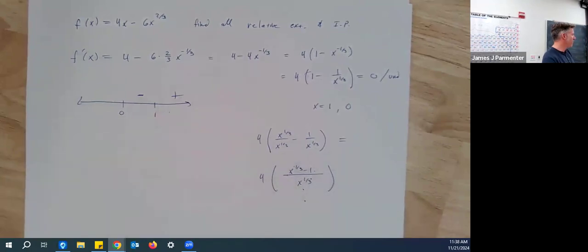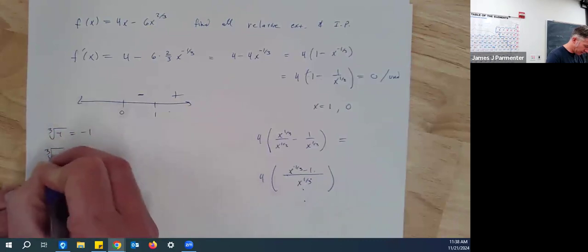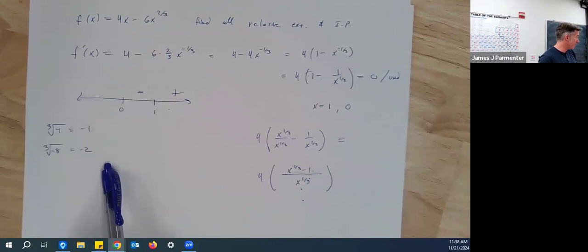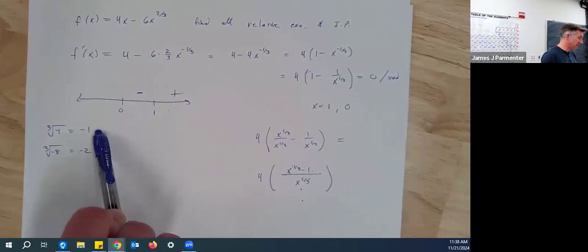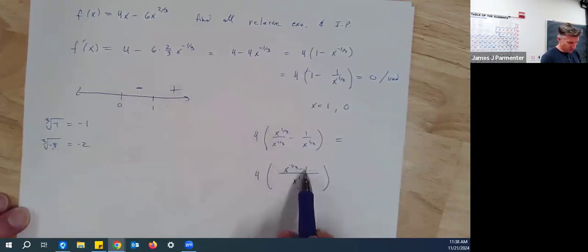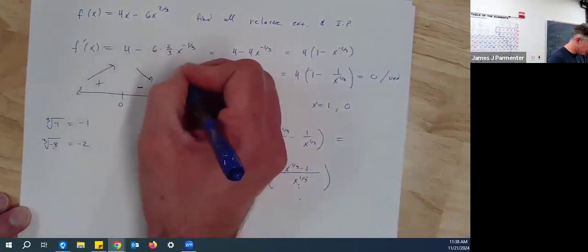Okay, what's the cube root of -1? -1. We can always take an odd root of any positive or negative number. Cube root of -1 is -1. Cube root of -8 is -2. Because -2 times -2 times -2 is -8. -1 times -1 times -1 is -1. So if you plug in the -8, for example, you're going to get -2 minus 1, which is negative, and the -2, which is negative, and the whole thing's positive. So we are increasing, decreasing, increasing.